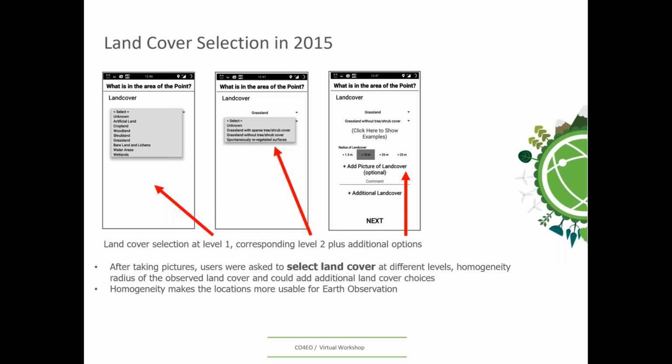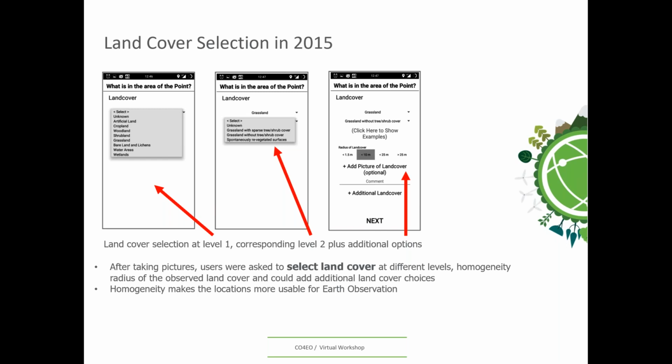It was quite basic, drop-down boxes. These are actually Lucas levels. So on the far left is the Lucas level 1, and then if they were to choose something from that list, they would go to Lucas level 2, etc. So you can see that that user has chosen grassland, and then a second level, grassland without tree shrub cover.